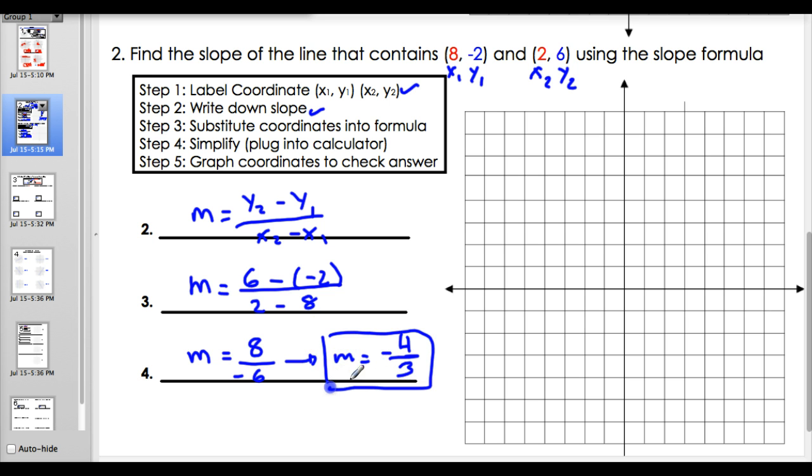Now, once again, let's check this graphically because you just don't know sometimes. So our first point is (8, -2). So 1, 2, 3, 4, 5, 6, 7, 8, negative 2, which is right here. And our second point is (2, 6). 1, 2, 3, 4, 5, 6. All the way over here. Let's draw our line through it. I'm drawing a line through our 2 points.